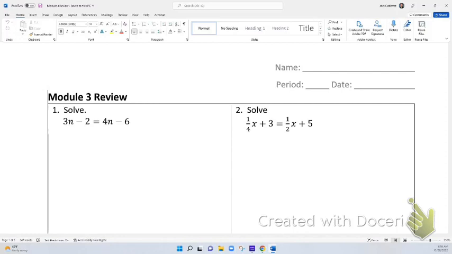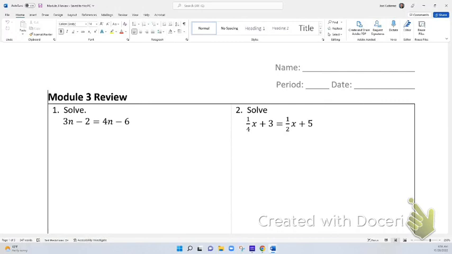So a reminder that tomorrow we have a unit test. The unit test will probably be tomorrow and Monday. We're going to give you 2 days because there are a lot of word problems on the unit test, as there will be on this review. So let's go ahead and get started with number one.